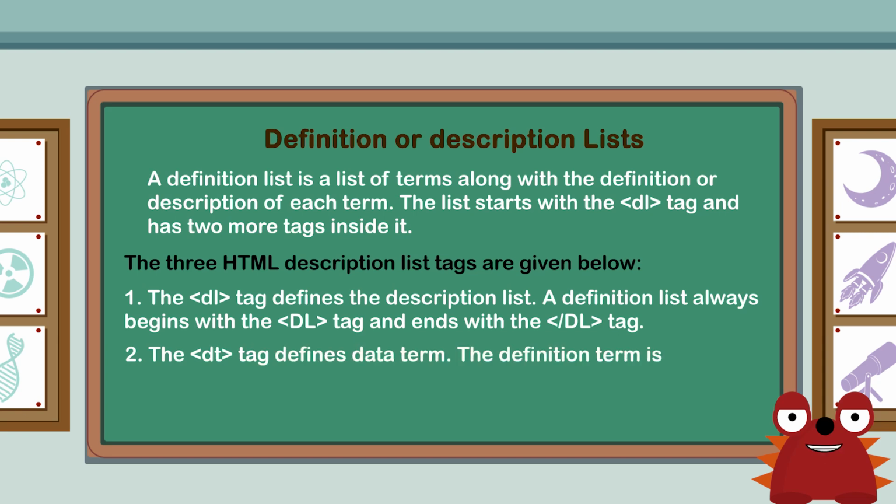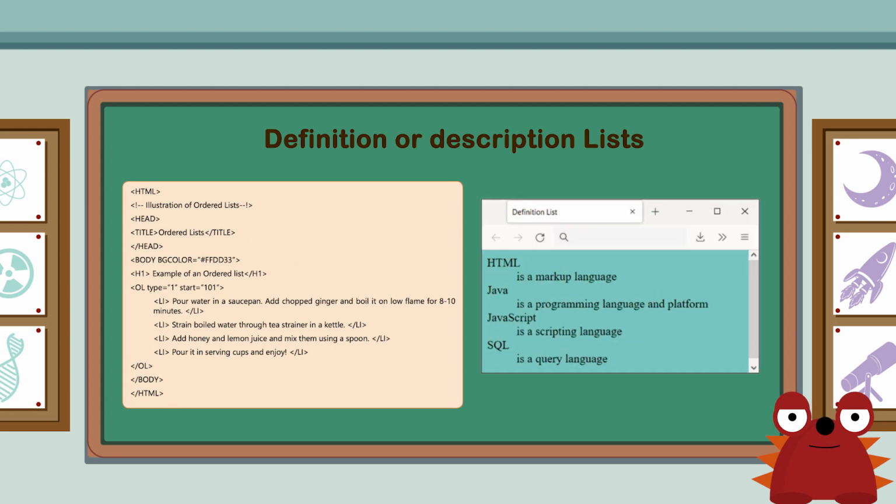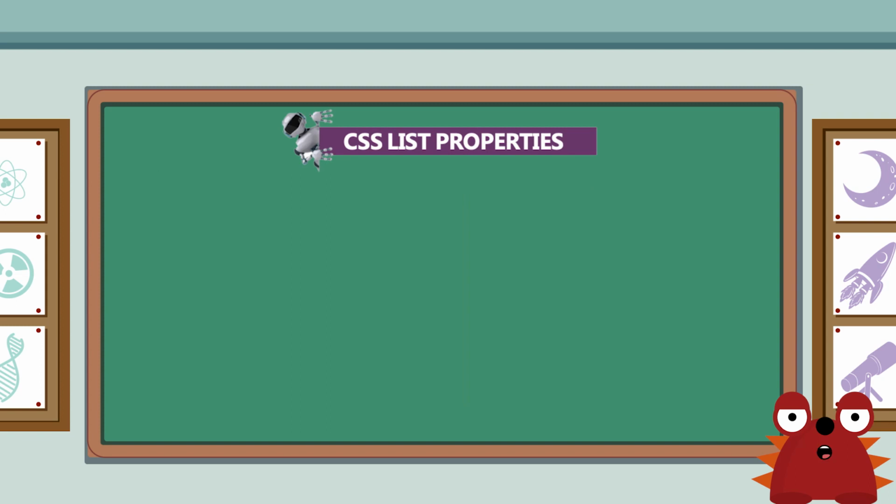The definition term is tagged as this, and the third is that this tag defines data definition. Here is an example and its output.